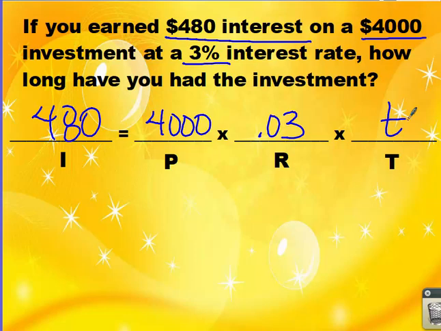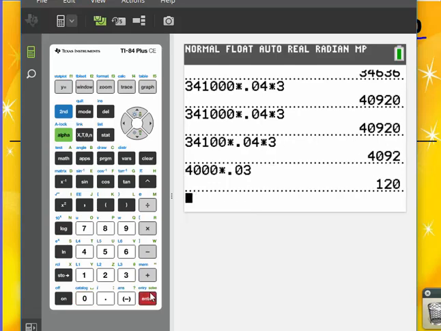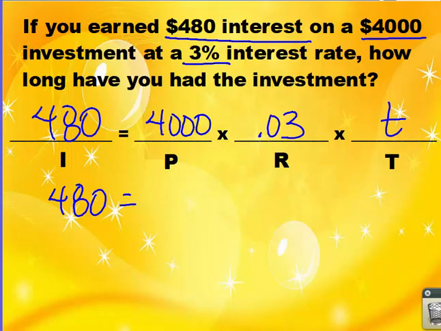Now, what I've taught you about equations is that I can take anything on this side and put together the terms that are in common. So this one, we've got a 4,000 and a 0.03. I could put that together. So you end up with 480 is equal to, and now you go to your calculator and multiply 4,000 times 0.03, and you end up with 120. So when I take the 4,000 and the 0.03 and put that together, I get 120 T.